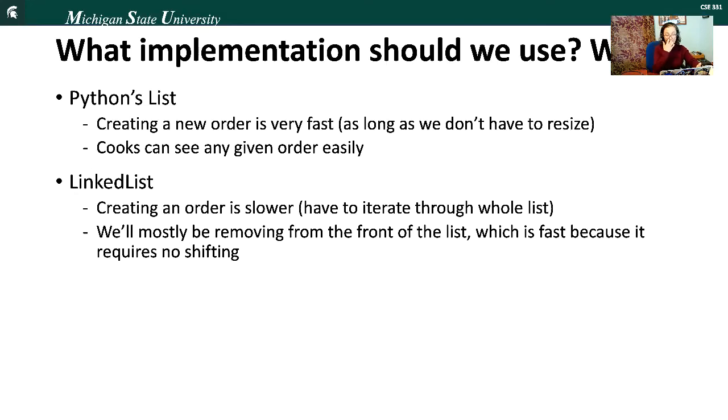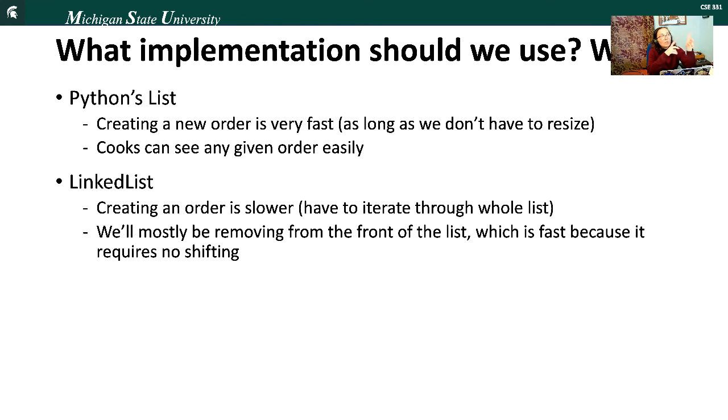So if, for example, you choose to use Python's list, creating a new order is super easy, as long as I don't have to resize. We're going to talk about that when we talk about stacks. As soon as I decide to resize, that means the input size changed from 500, originally, to 1,000, say, for example. In that case, I have to change the size of my Python list. I have to double up, and that will change the runtime efficiency. We will talk more about that. And cooks can see any order at any given time very easily. If I choose to implement this particular problem using a Python list, those are my pros.